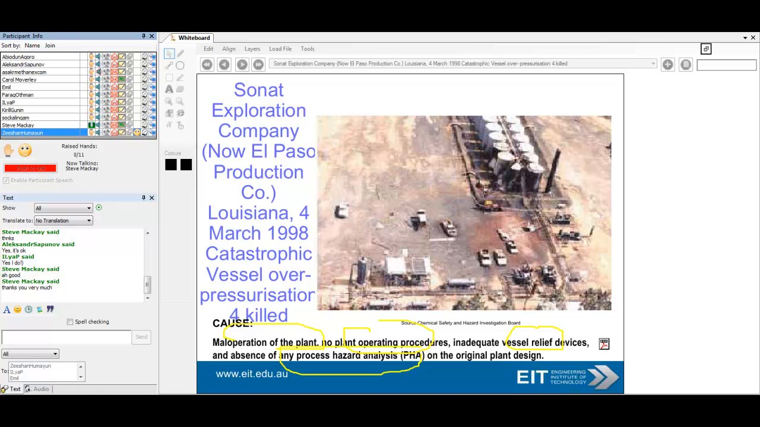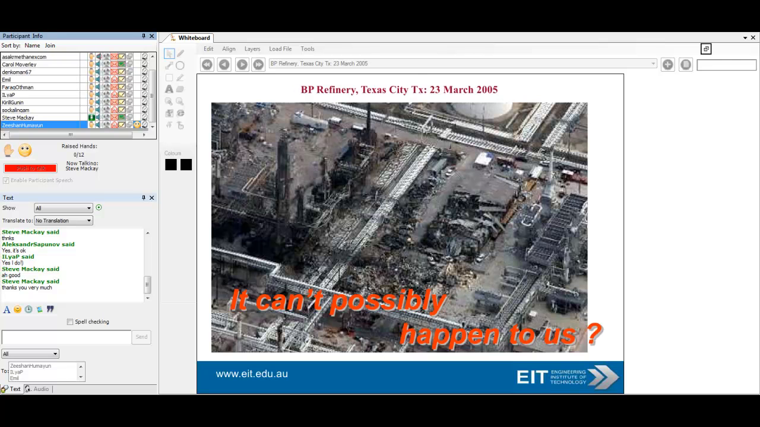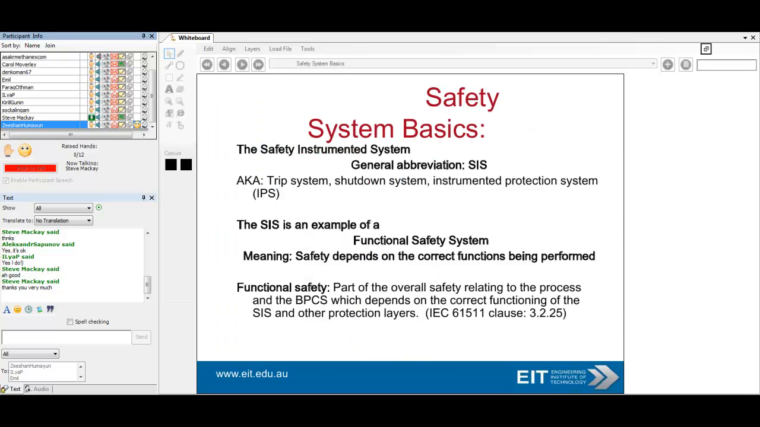BP refinery, a bit more recent. Explosions there killed 15 people. Again, these things are very bad. BP refinery, can't possibly happen to us. Look at that horrendous situation. So these are all saying we need some sort of protection. We need some system in which to do our design and make sure the plant is protected. And it doesn't necessarily mean just a simple oil and gas plant or chemical plant.